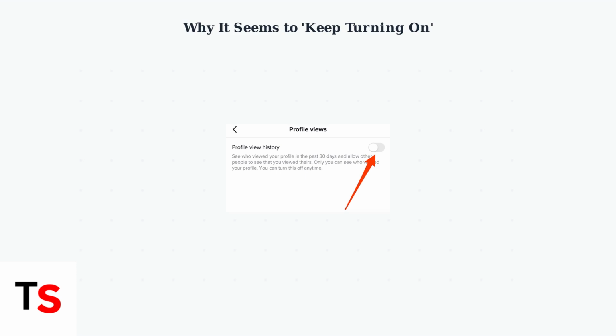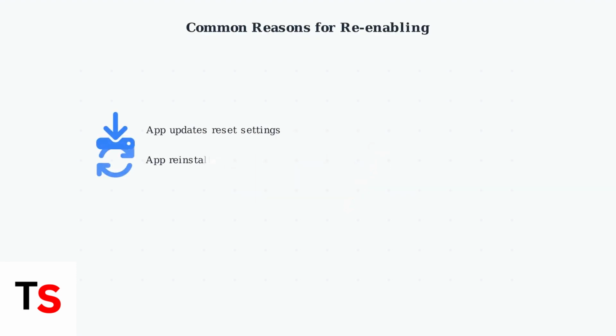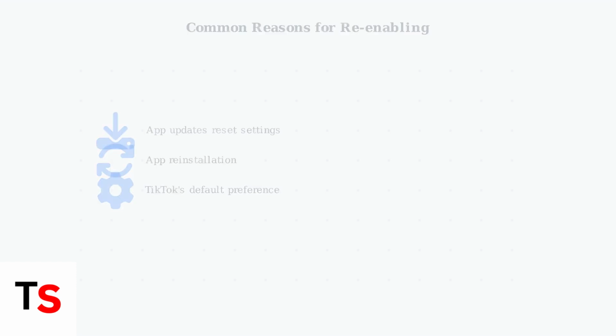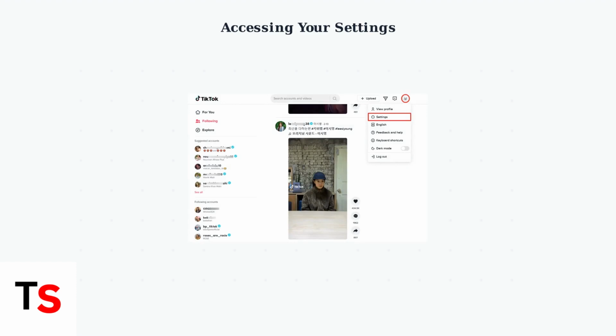Here's what the profile view history toggle looks like in your settings. The setting often re-enables due to app updates that reset your preferences, app reinstallation, or simply because TikTok defaults to having this feature turned on to encourage user interaction. You can find these privacy settings through your TikTok profile menu. The settings option is typically highlighted in your user menu.